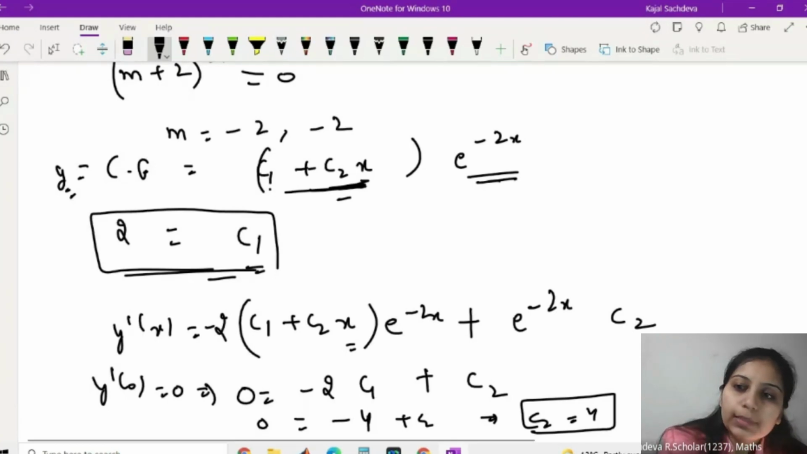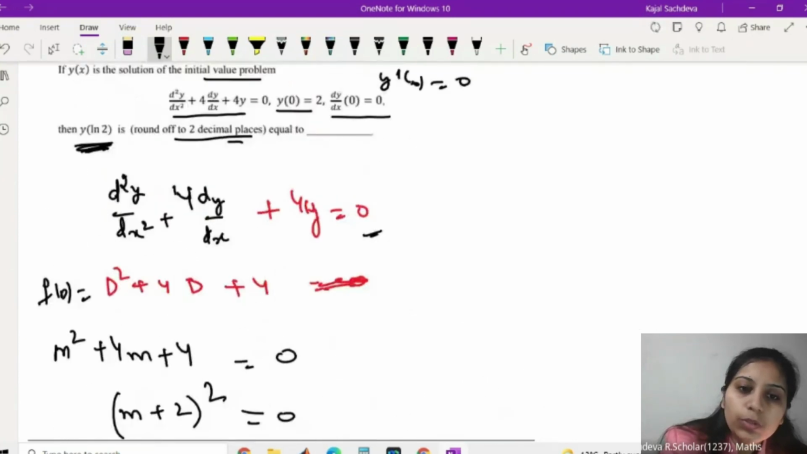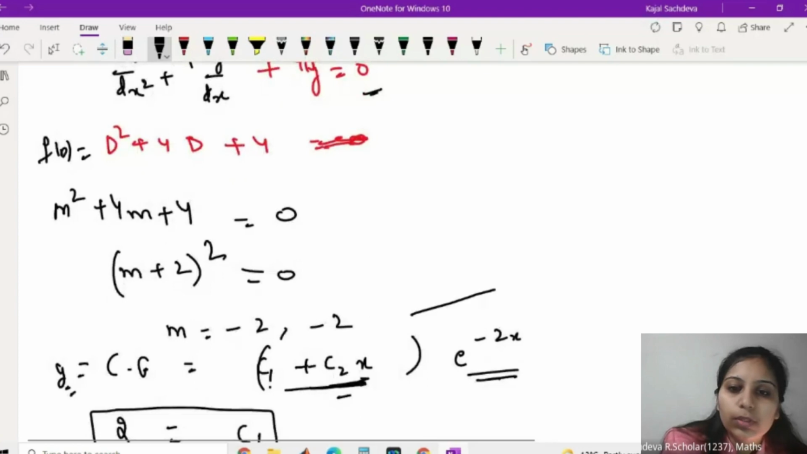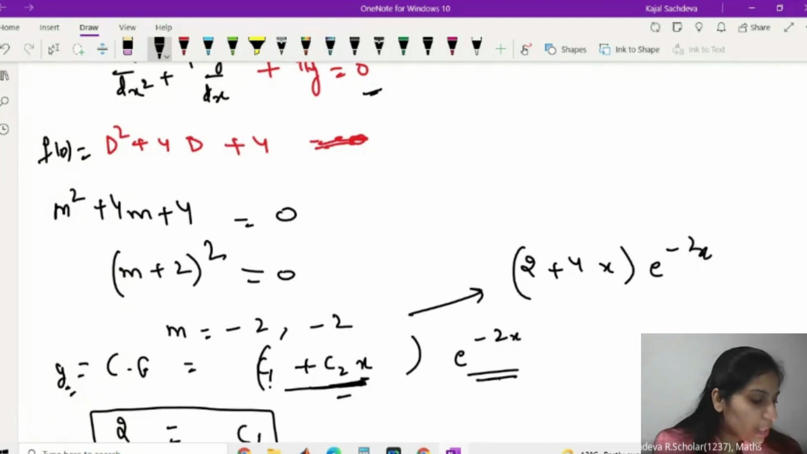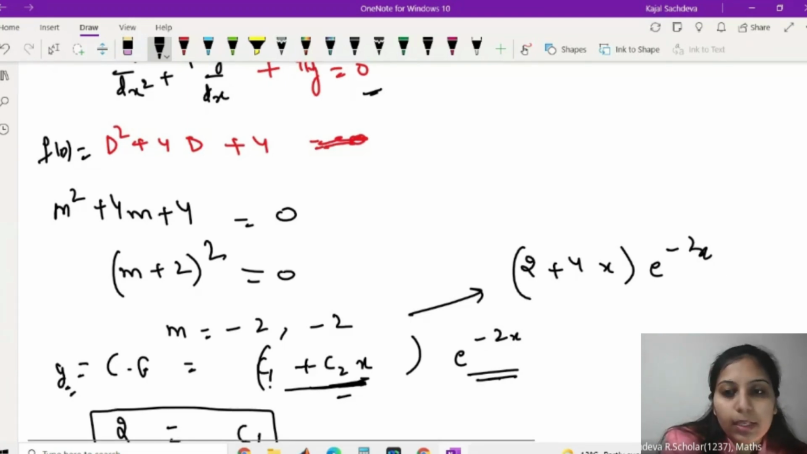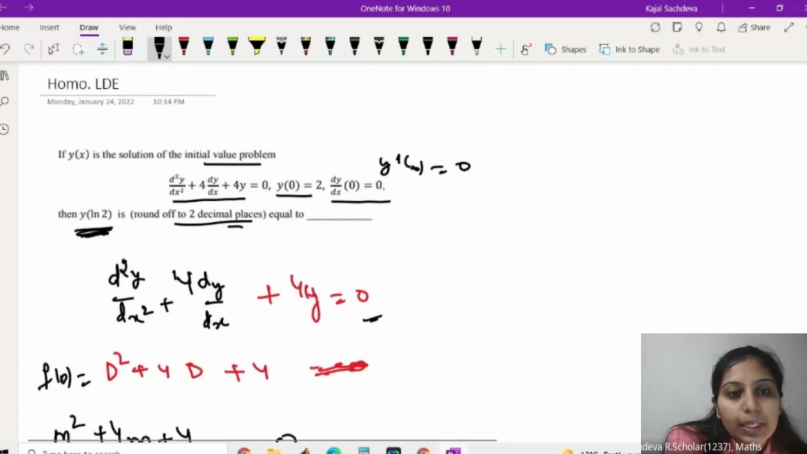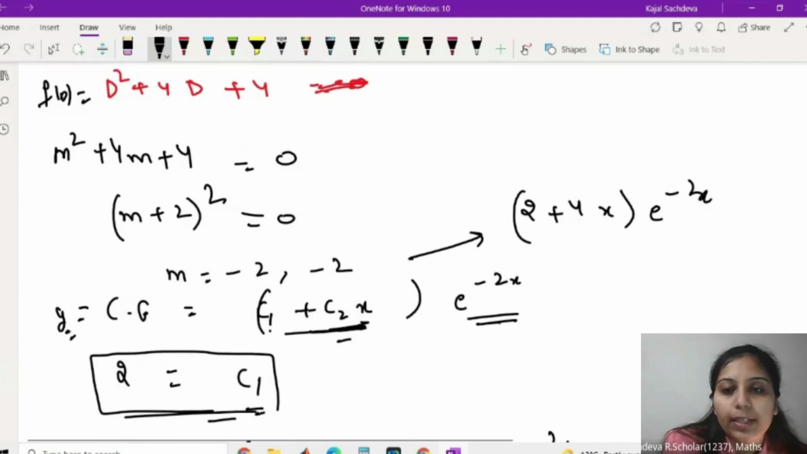So put this back in the solution. C1 is equal to 2 and C2 is equal to 4, so y is (2 plus 4x) e raised to power minus 2x. So this is our required solution. But what they have asked about is y of log 2. So just replace x by log 2, and we will get the required answer.